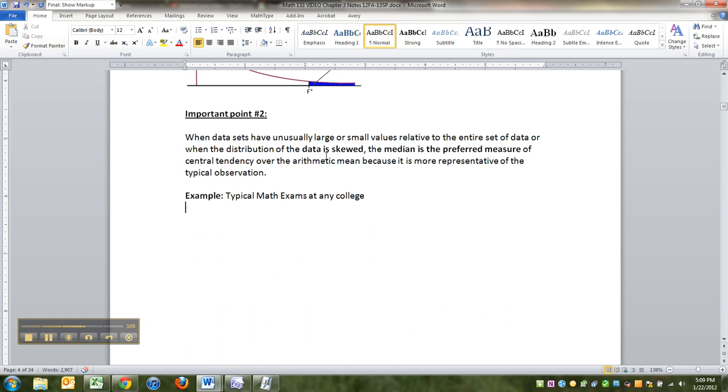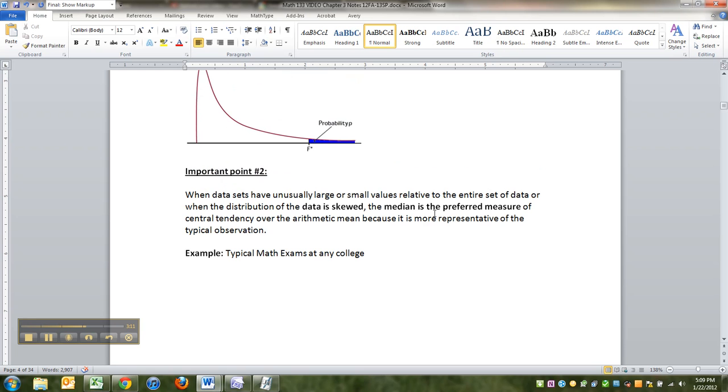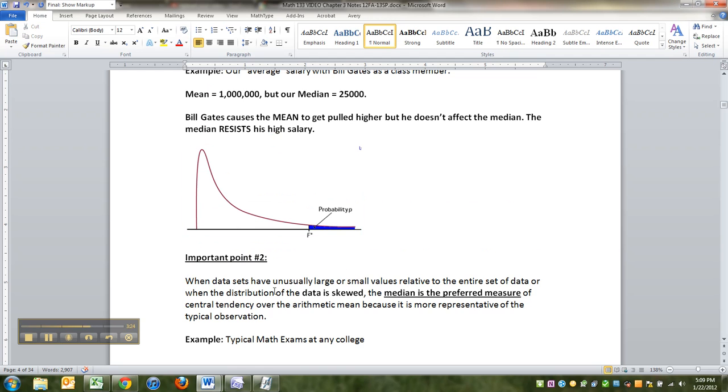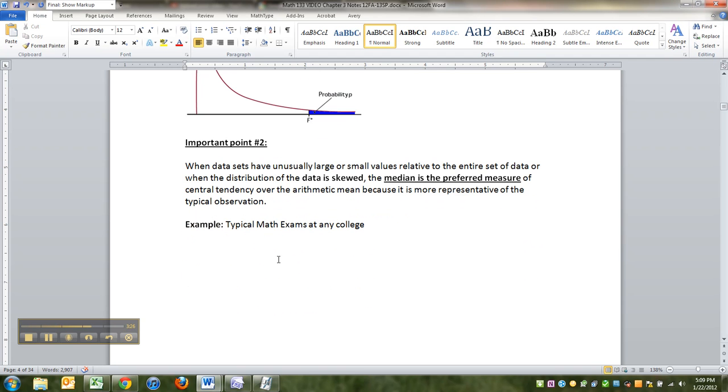Okay? And if that's the case, then we also have this. When data sets have unusually large or small values relative to the entire data set, then the distribution is skewed, right? We ran into that in chapter 2. Like this, for example, skewed right. And the median is the preferred measure. Once it's skewed like this, you don't want to look at the mean, you want to look at the median.